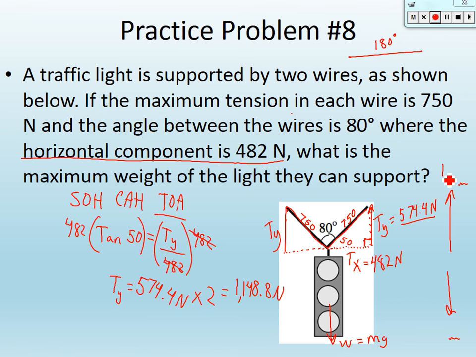So if the total force up is 1,148.8, what's the total force down got to be? Off by 1. 1,148.8. Yeah, not even.